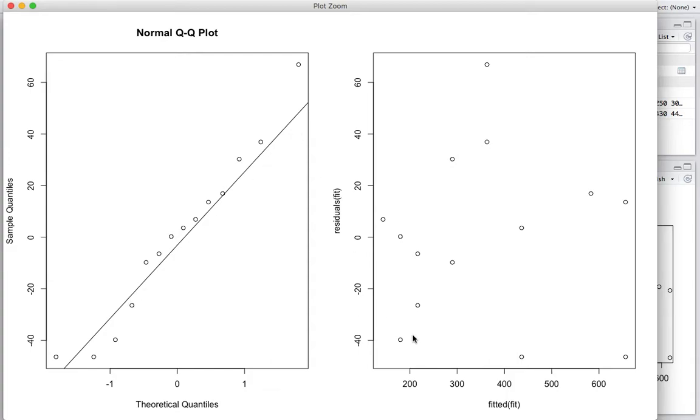Looking at the fitted values of the function versus the residuals, here what we're looking for is the spread. So we can see that they do look randomly distributed. There's no real trend here, and the variance does look to be constant. So we can say that our assumptions fit pretty well.